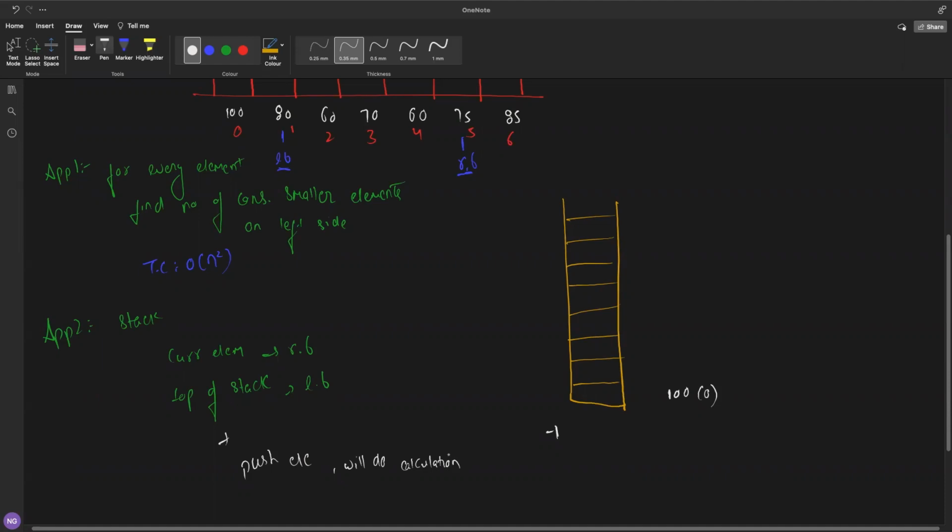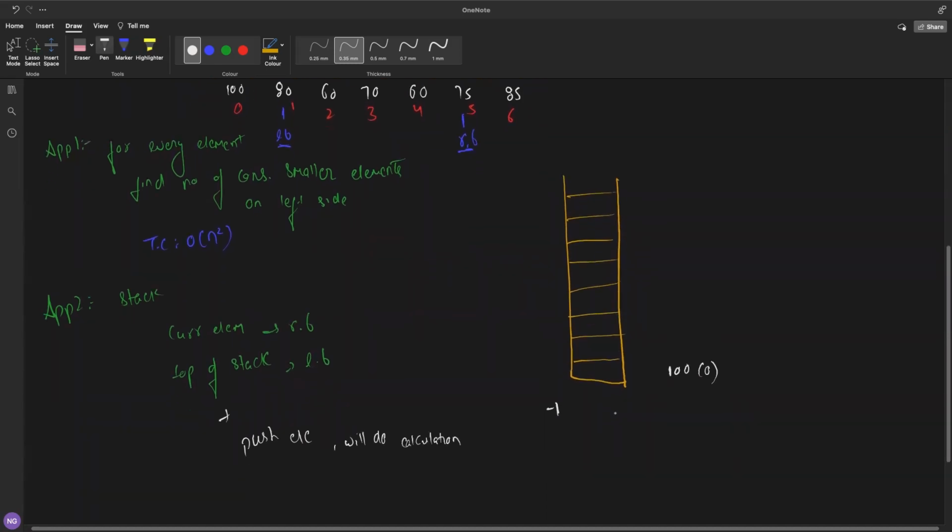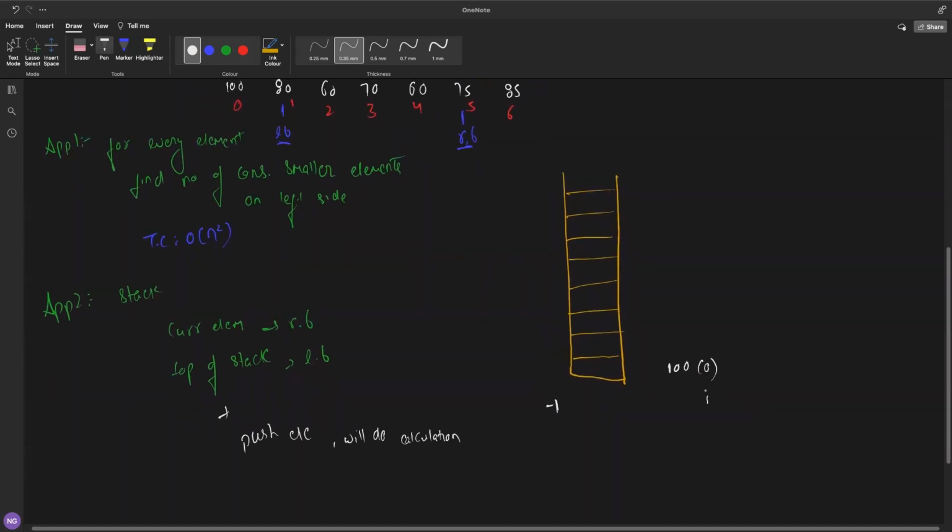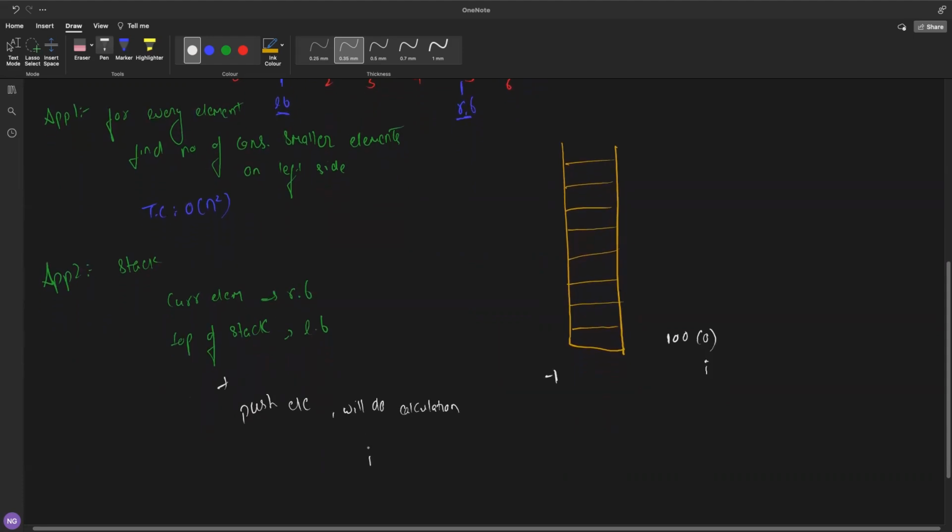Okay, we'll do the calculation. Now you have 100 and 0. So what happens is you insert. The calculation will be, let's say, the current index is I and the top is I minus top of the stack. Let's keep it that way and see whether we get the correct answer.